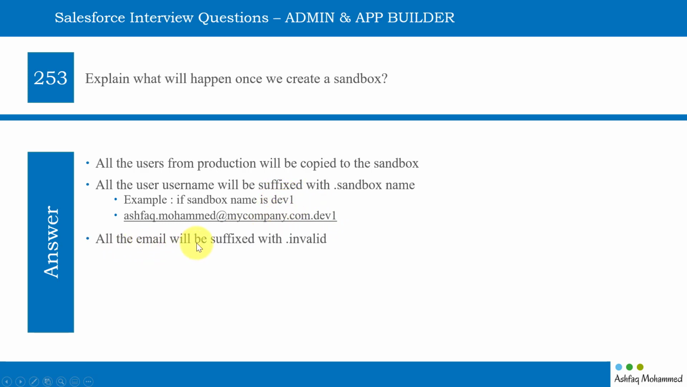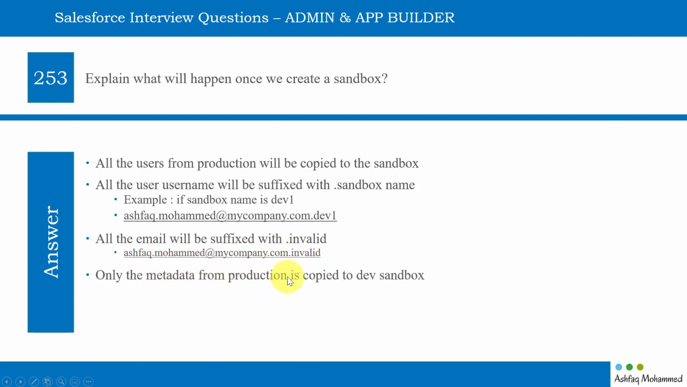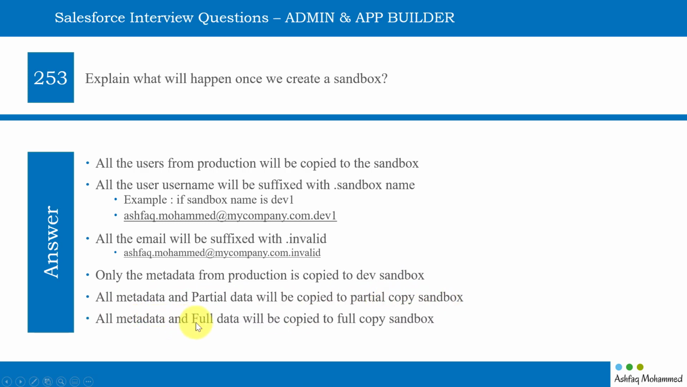So it will suffix with the name of my developer org. Okay, and all the emails will be suffixed with .invalid. Automatically, the refresh or creation of a sandbox will suffix all the emails with .invalid, so that unnecessary emails are not sent to everyone, like this one: email.com.invalid. Only the metadata from production is copied to a developer sandbox. Okay, and all the metadata and partial data will be copied to a partial copy sandbox, and all the metadata and full data will be copied to the full copy sandbox, depending on what we are selecting.